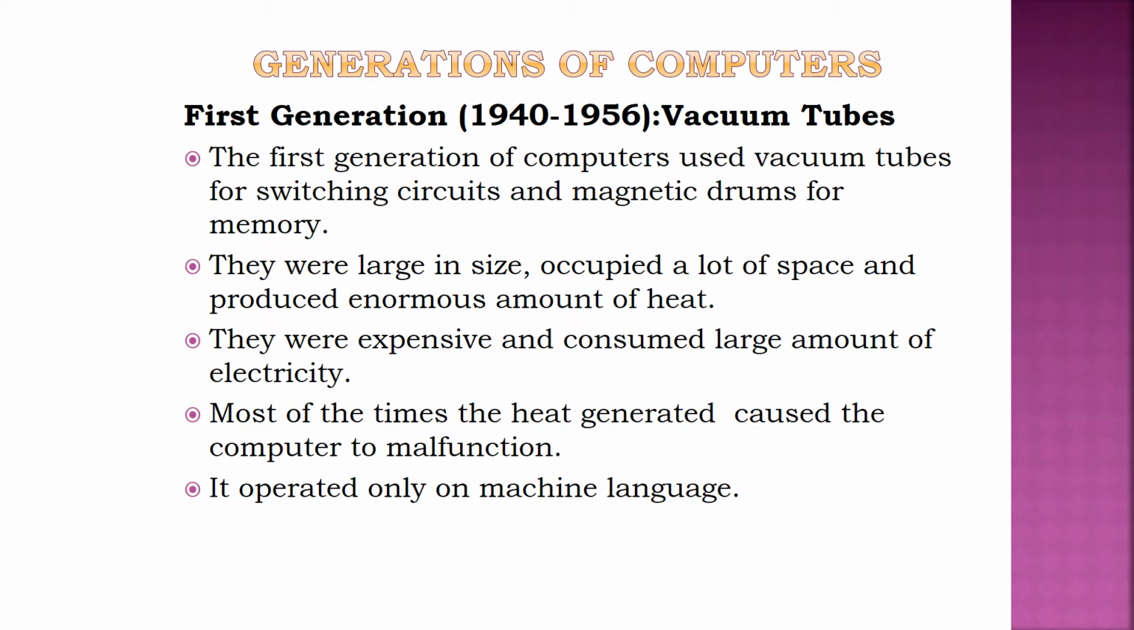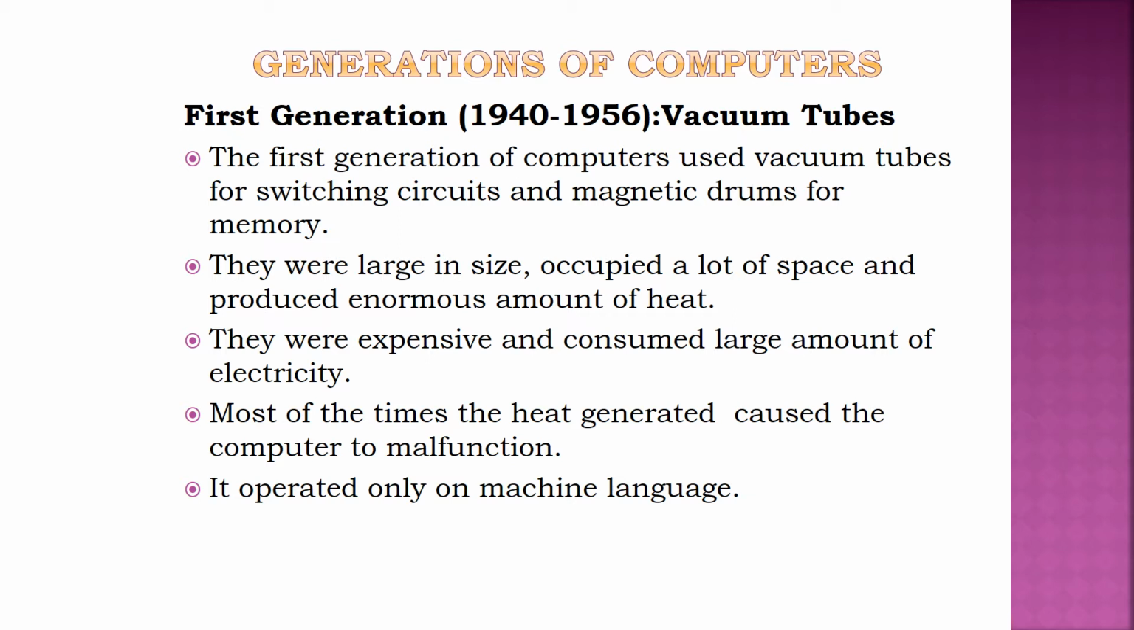Now, let us see the generations of computers. What is a generation? Generation in computer terminology is a change in technology. Initially, the term generation was used to distinguish between varying hardware technology. Nowadays, a generation includes both hardware and software, which together make up an entire computer system.